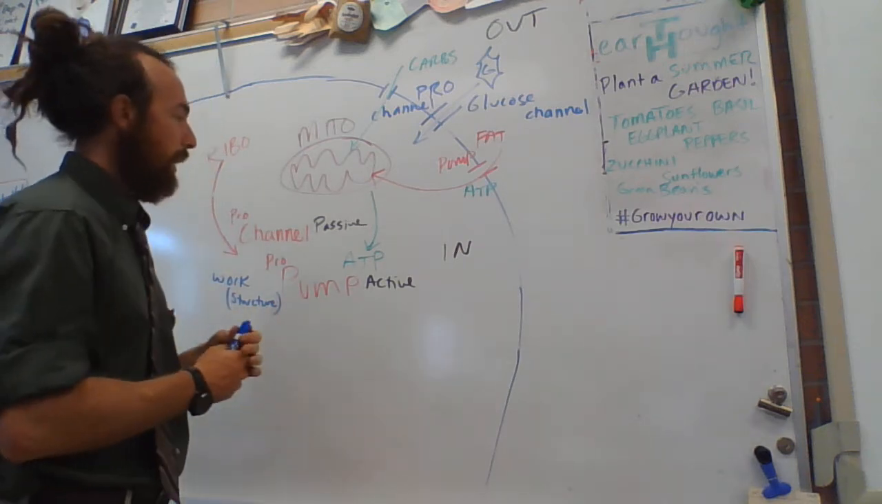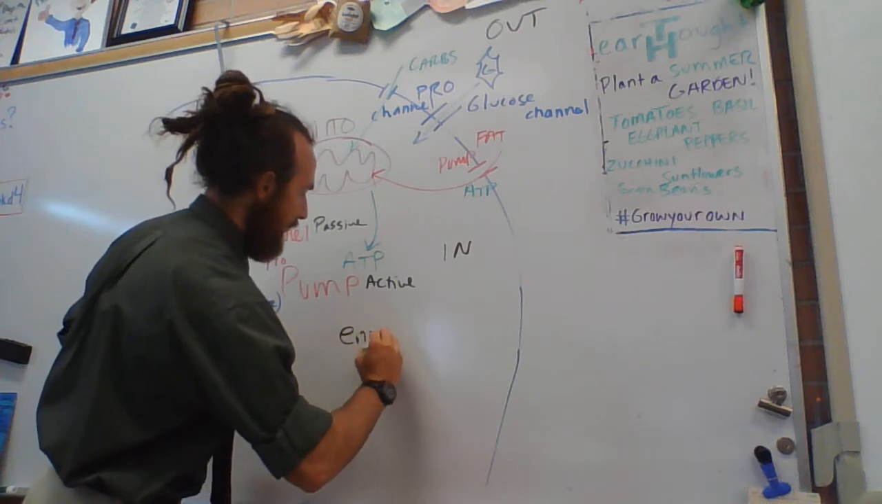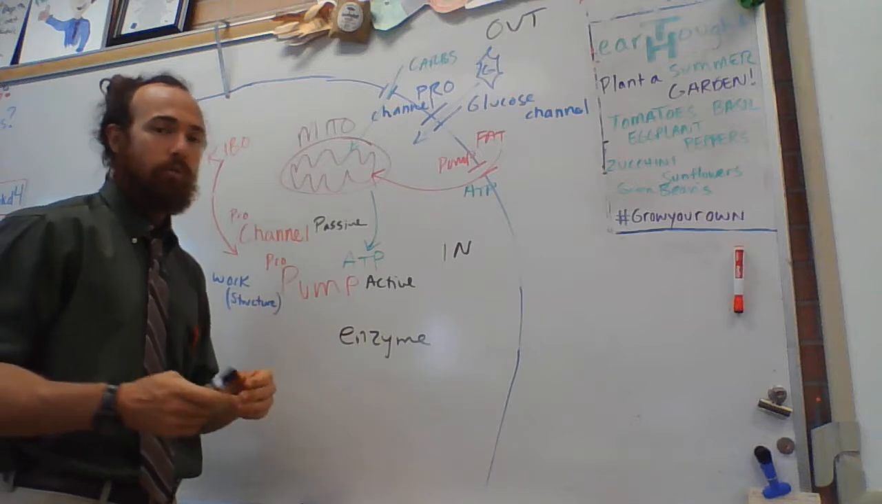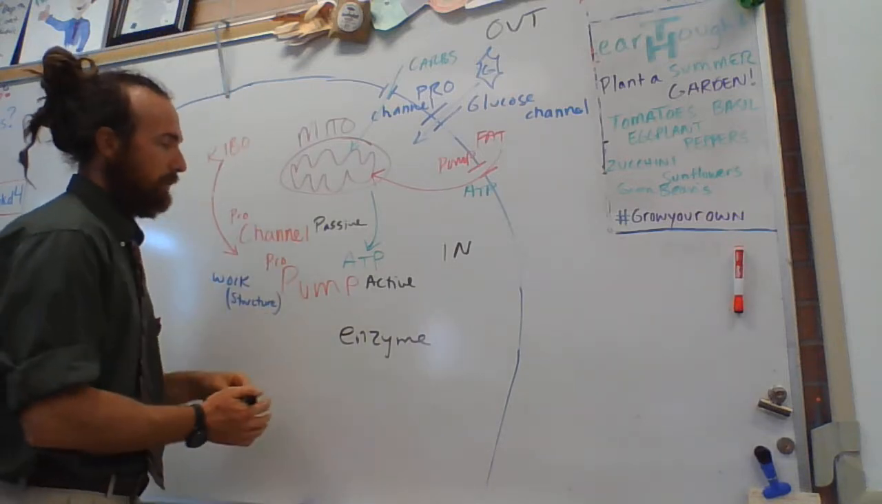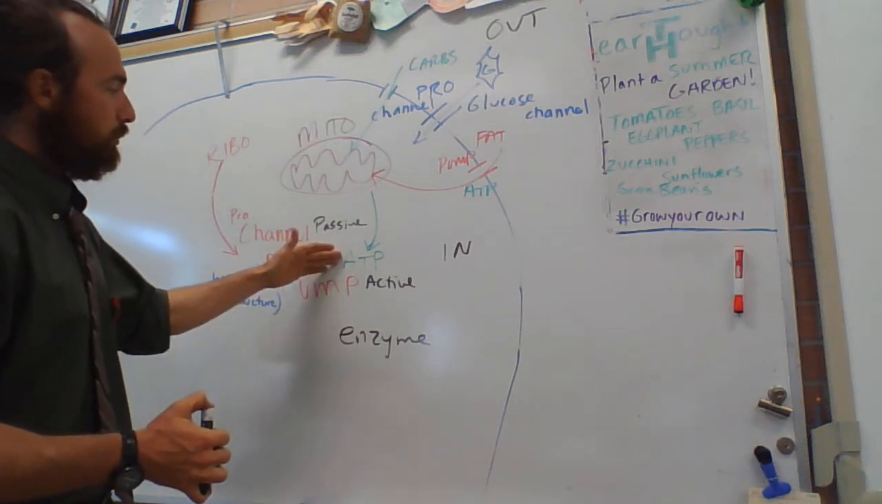Now, typically when we think about powering something in the cell, we're talking about an enzyme. The enzyme is a working protein. Any protein that does any sort of work inside of your cell is an enzyme. And that's pretty much what usually uses your ATP, and that's why you need to charge so much of it up.